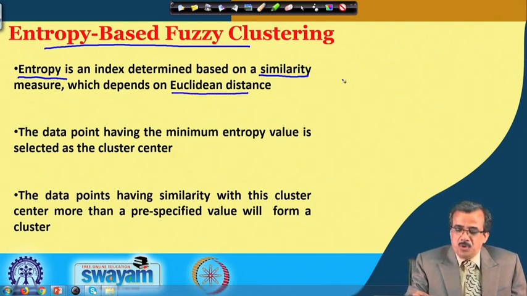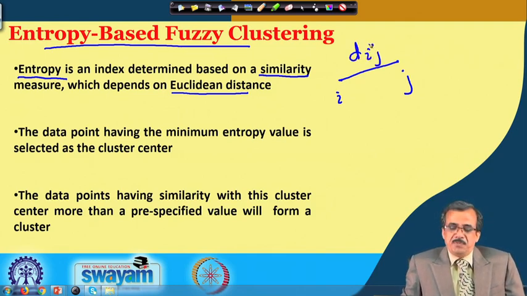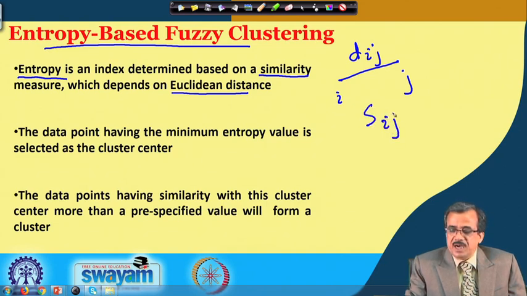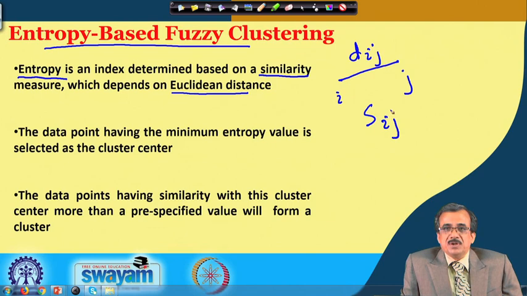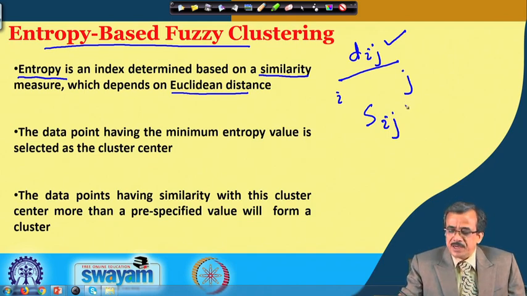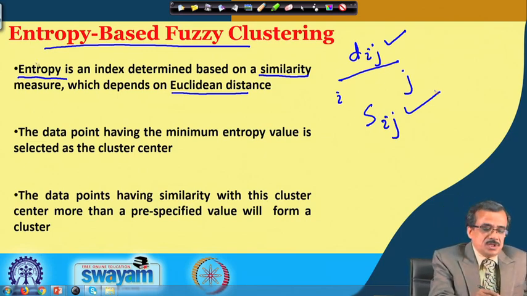Now, supposing that I have got 2 points, say point i and another point, say point j. Very easily I can find out what is the Euclidean distance, and that is denoted by d_ij. And if I know the Euclidean distance, I can find out the similarity between these 2 points, that is denoted by s_ij. Now, if the distance between the 2 points is more, the similarity will be less, and vice versa. And once you have got this Euclidean distance, we are in a position to calculate the similarity, and if I know the similarity information, we can find out the entropy.